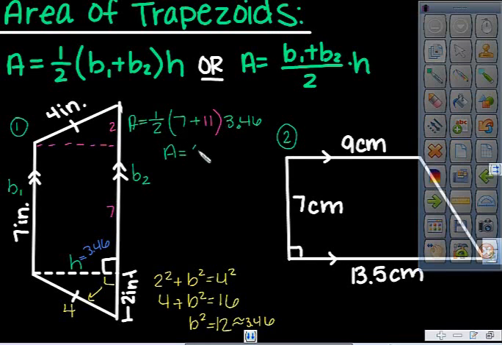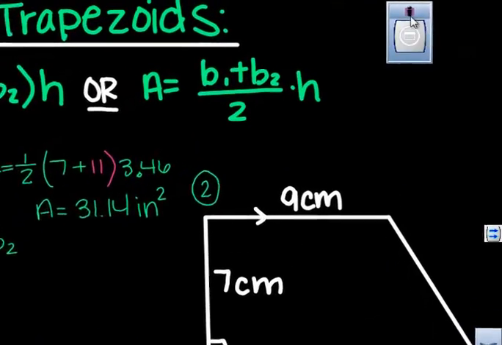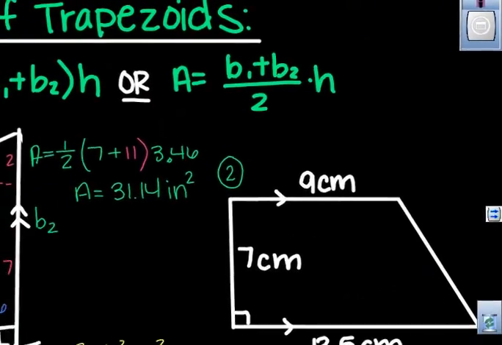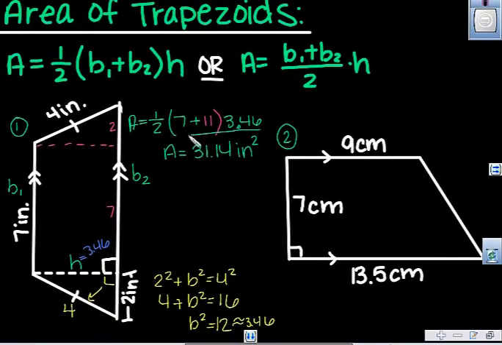31.14. Your units were in inches, so that would be inches squared. Okay? If you did this individually and added that first and then took half and then multiplied, that would work as well. Just make sure you use the correct order of operations.